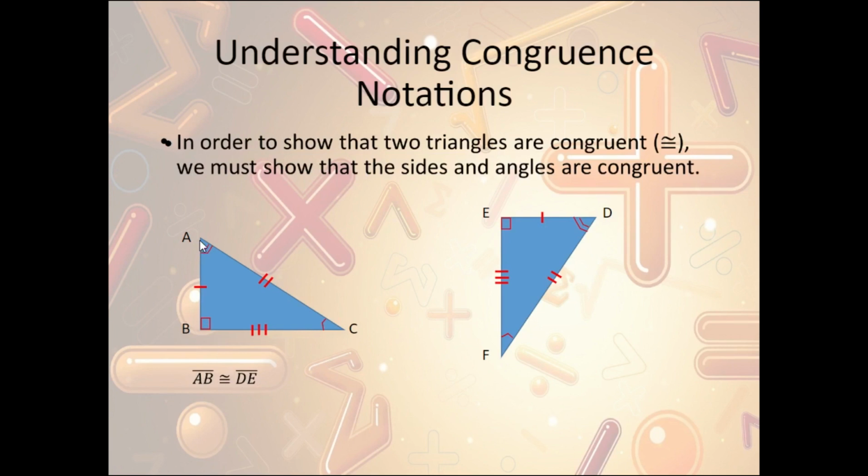So I went from the end point with the double arc to the end point with the 90-degree angle. So I need to do the same thing here. End point with the double arc to the end point with the 90-degree angle. So it's AB is congruent to DE. Then we have BC here is congruent to EF, and AC is congruent to DF. So those show that all the parts are congruent.